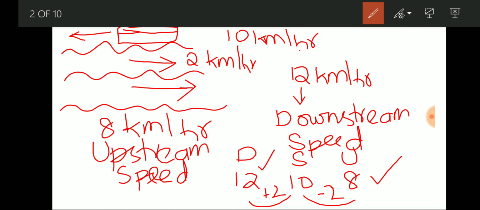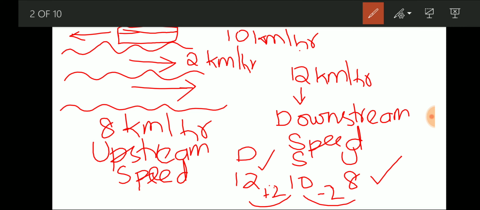A very simple technique. The stream speed is subtracted when it's going upstream. The stream speed is added to the still water when it's going downstream. So the boat speed in still water is 10, and the 2 kilometers per hour of the stream is subtracted for upstream speed. 2 kilometers per hour is added for downstream speed. So it's 12 kilometers per hour.